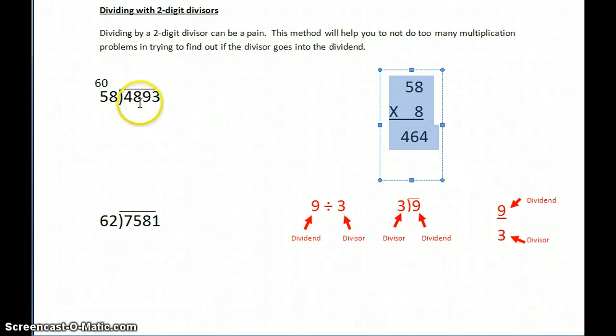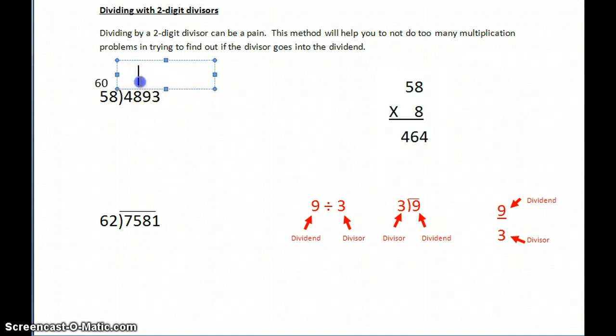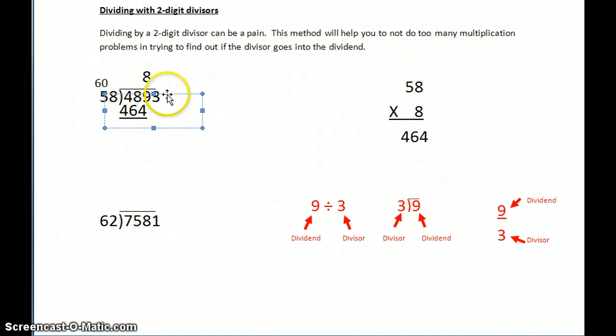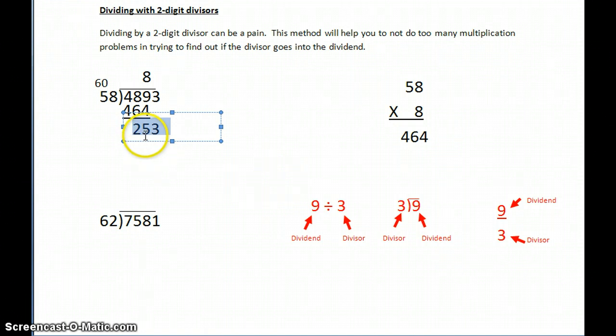Now I can look at 464 and I can see 8 is going to be what I need to do. So let me put my 8 up here, and I will subtract 464. Let me scoot this over just a little bit. And again, I subtract, and I get 25. Now I'm going to have to drop that 3 down.